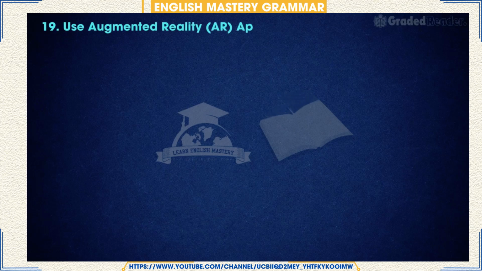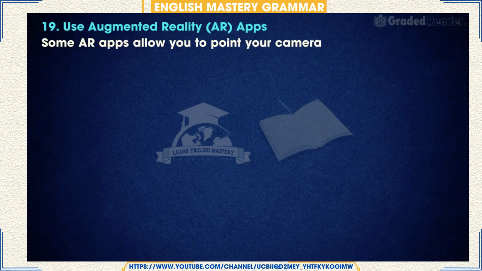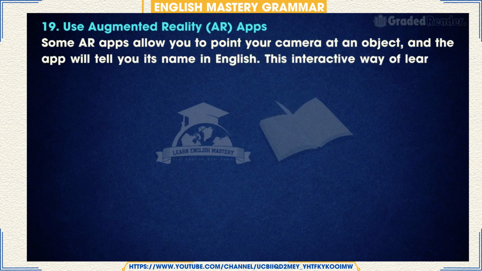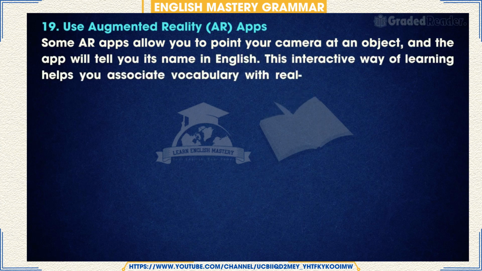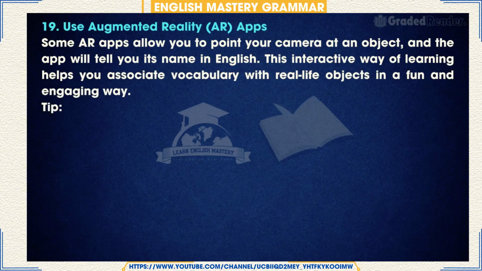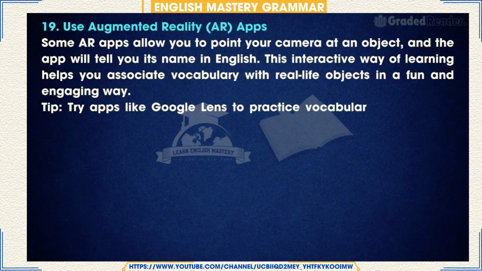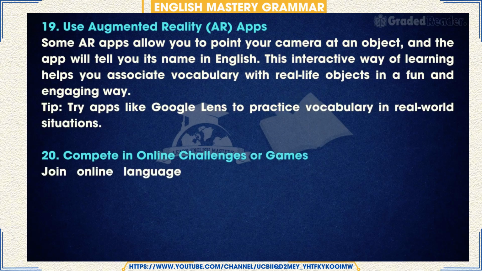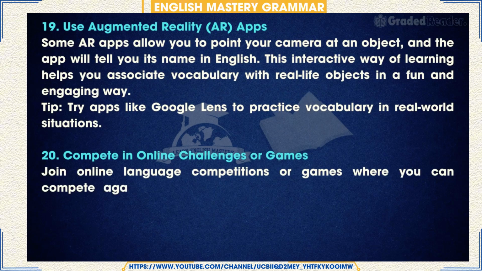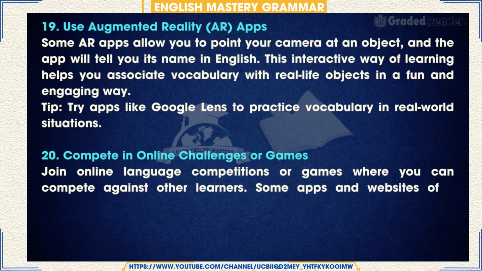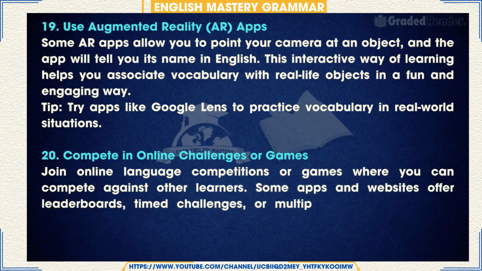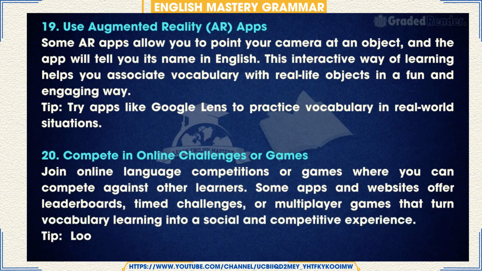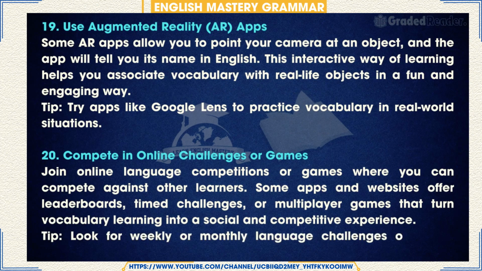19. Use augmented reality, AR, apps. Some AR apps allow you to point your camera at an object, and the app will tell you its name in English. This interactive way of learning helps you associate vocabulary with real-life objects in a fun and engaging way. Tip: try apps like Google Lens to practice vocabulary in real-world situations.